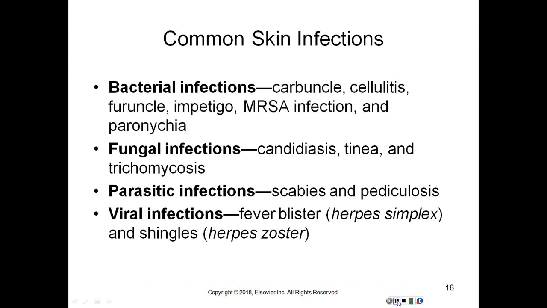And then just some common skin infections. Again, infections can be caused by bacteria, a fungus, a parasite, or a virus. So bacterial infections, some of the common ones are your carbuncle, cellulitis, furuncle, impetigo, MRSA infection, and paronychia. Fungal infections are your candidiasis, tinea, and trichomycosis. Parasitic infections are scabies and pediculosis, and viral infections are your fever blisters, which is herpes simplex, and shingles, which is herpes zoster.